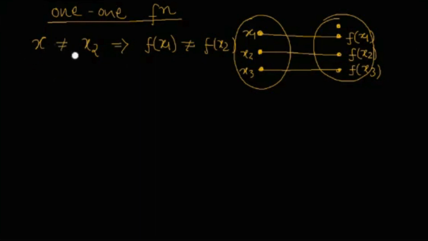Something like, let's try. If x of i is not equal to x of j, implies f of x of i is not equal to f of x of j, for all i, j. So let this set be A and this be B.